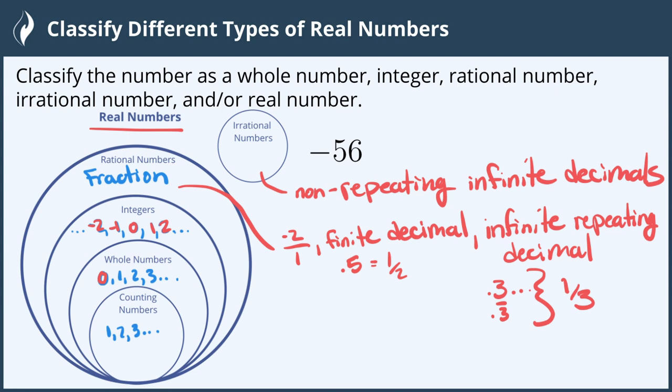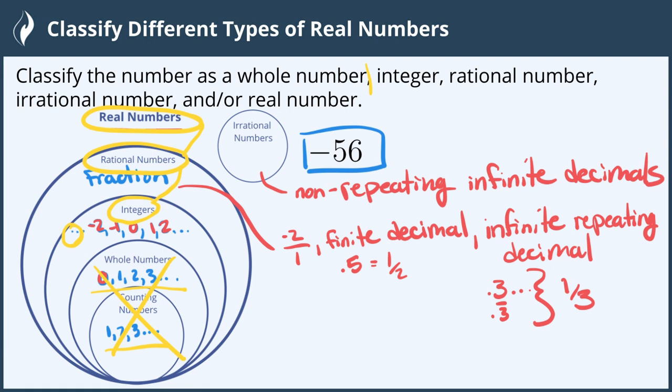Our number is the -56. It's not found in the counting numbers. It's also not found in the whole numbers, but it is found in the integers. It is a negative number in this side. And because it's now in the integers, it also falls within all of the number types above that. So it's integers, rational, and real.